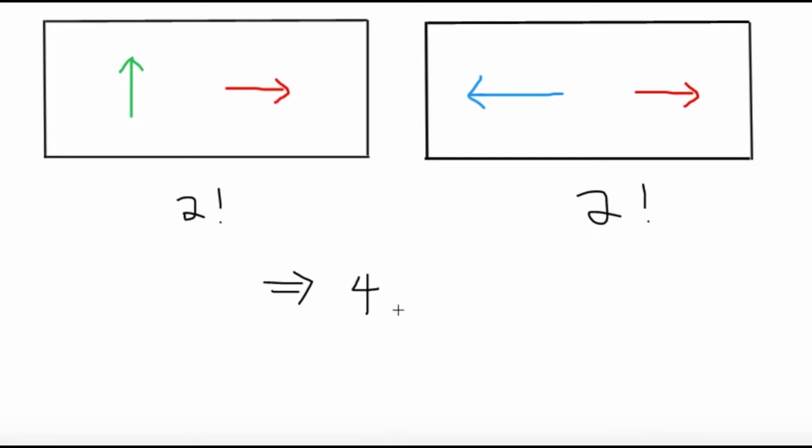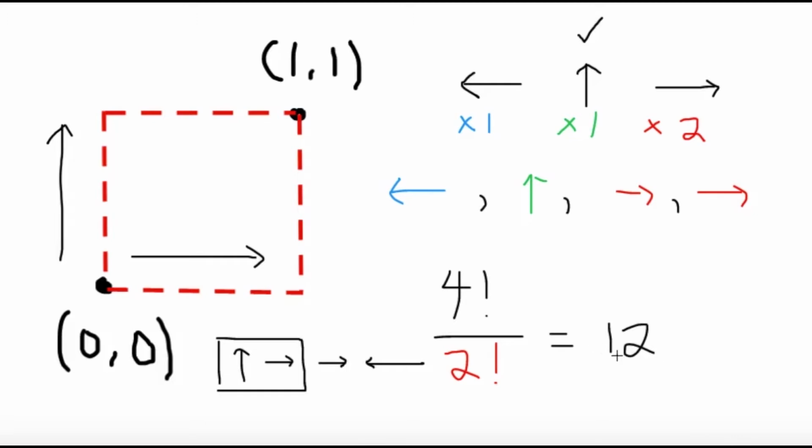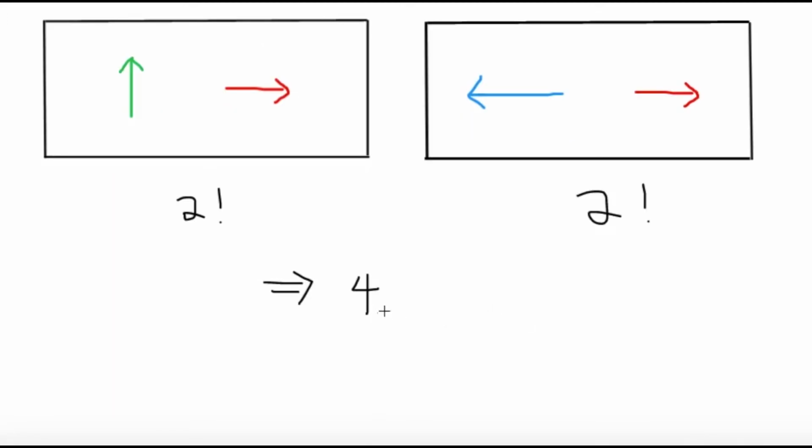There are 4 ways for Alice to end up at 1, 1, but Alice would hit 1, 1 in the first 2 moves. Now, since there are 12 in total and there are 4 cases that you want to remove, the total number of ways for Alice to reach 0, 0 to 1, 1 without passing 1, 1 in the first few moves is 12 minus 4, and that gives us 8.